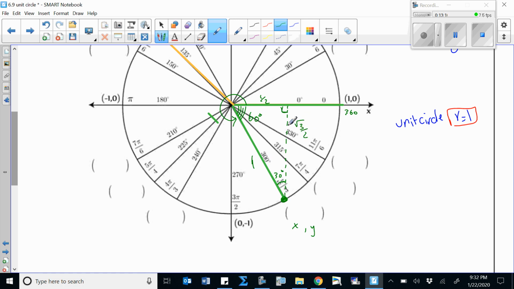Now, do I have anything negative here? Yes, the y value here is negative because this is in the fourth quadrant. And here y is negative. So we found x and y. X is 1 over 2 and y is negative radical 3 over 2. And this is cosine of 300, and this one is sine of 300.